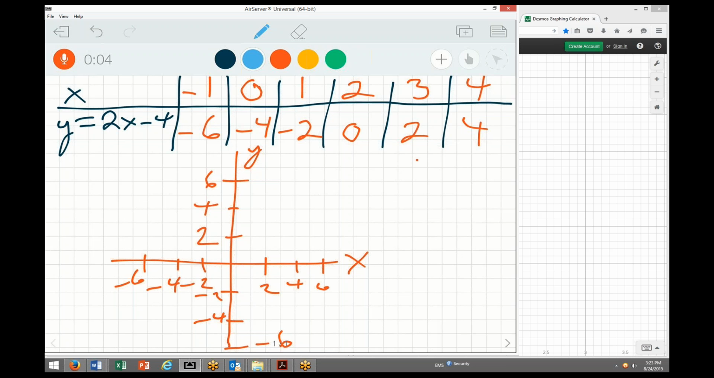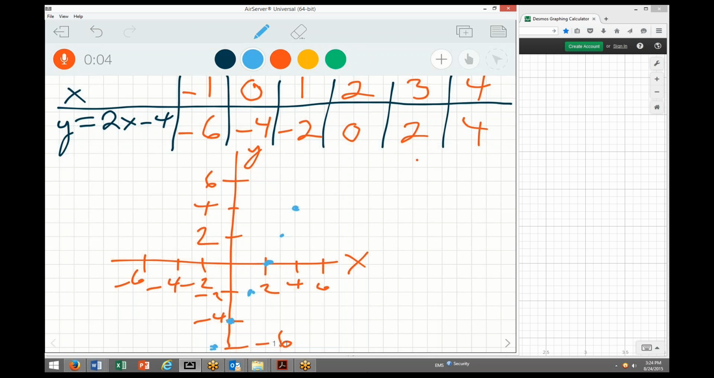The first one is pretty much right there. And then 0, -4, this is what we call the y-intercept of this line. And then 1, -2, and 2, 0, x equals 2 and y equals 0, x equals 3 and y equals 2, x equals 4 and y equals 4.